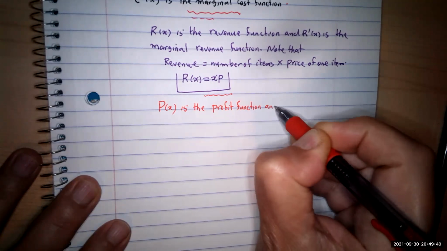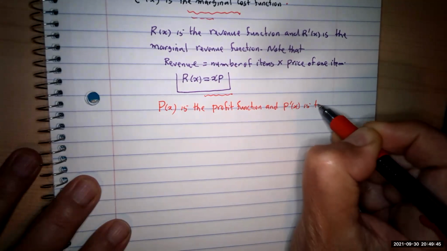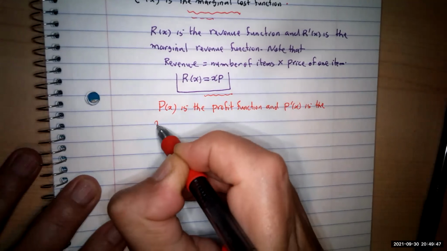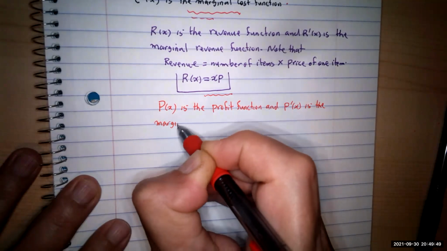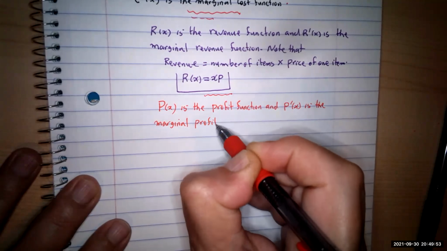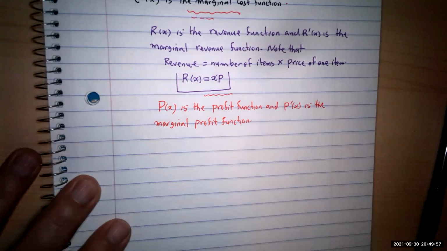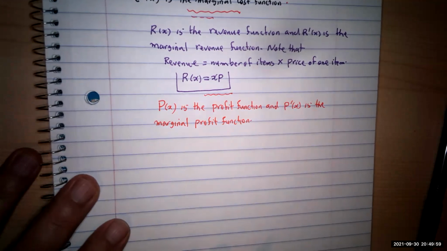And of course, P prime of x is going to be the marginal profit function. Now, how are you going to find the profit function?